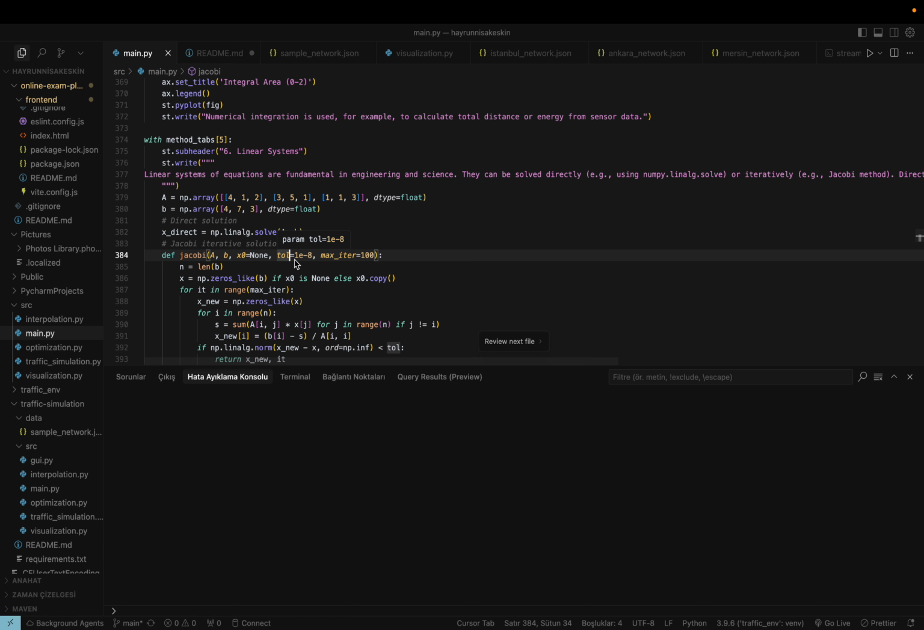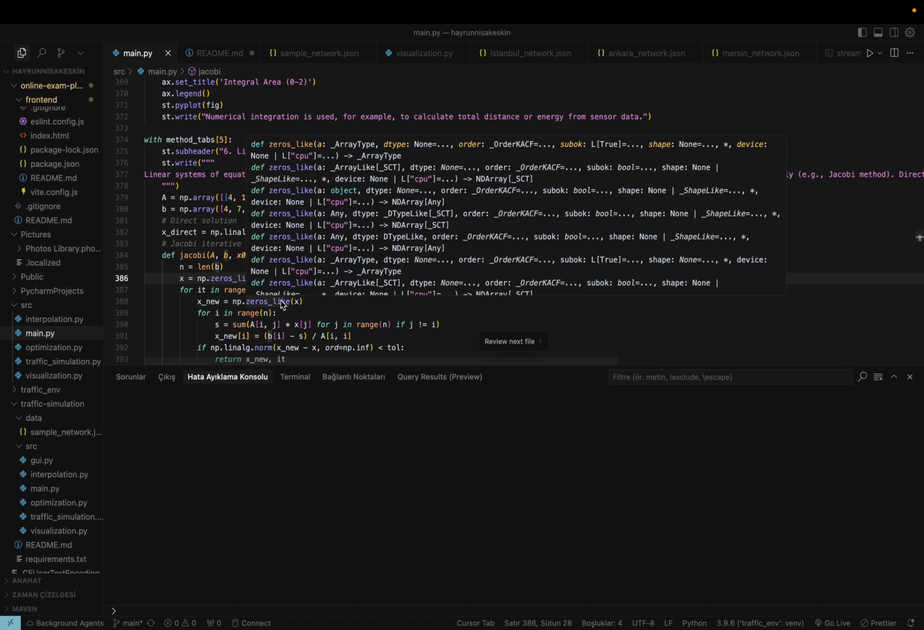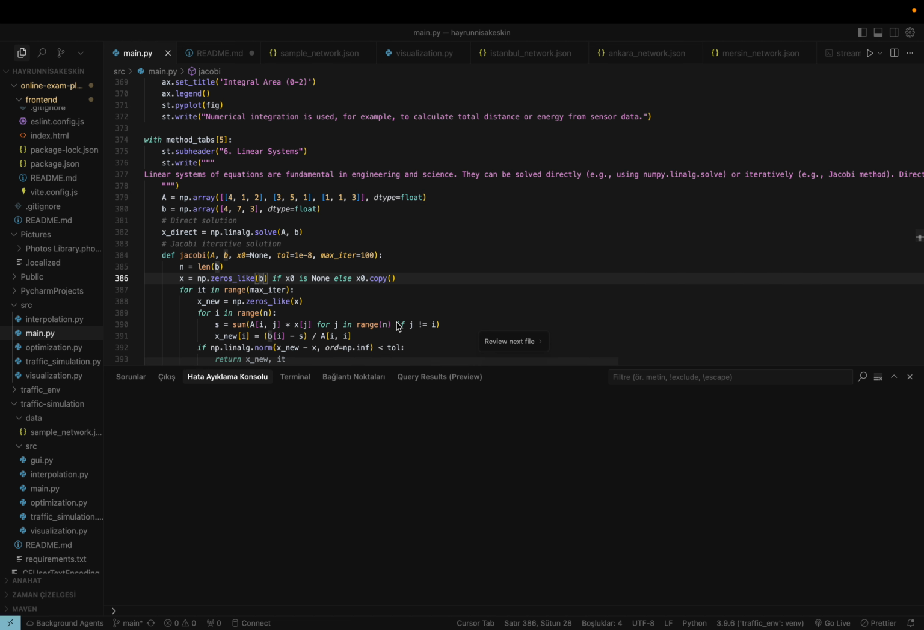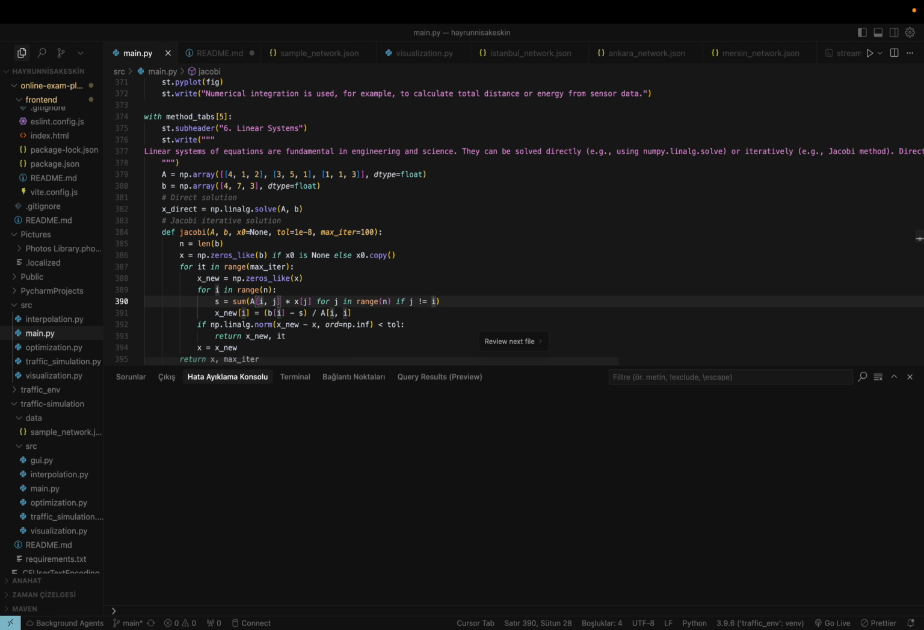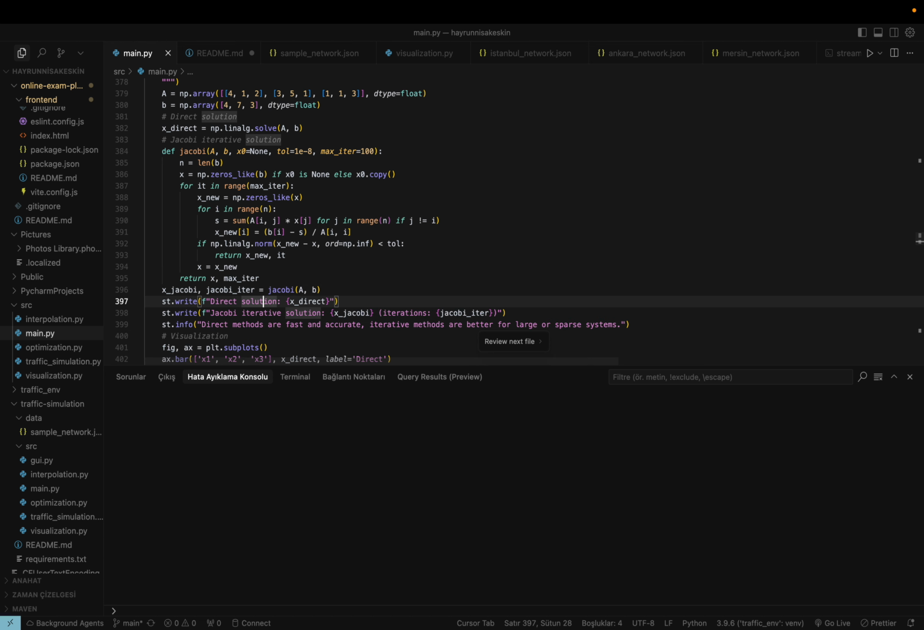And zeros_like b if x0 is none, else x0.copy(). And np.zeros_like, with dtype, order, and ndarray. By default zeros_like is the same with the bool and the shape, like, and all of them none. And it continues, and Jacobi iteration and explanation.